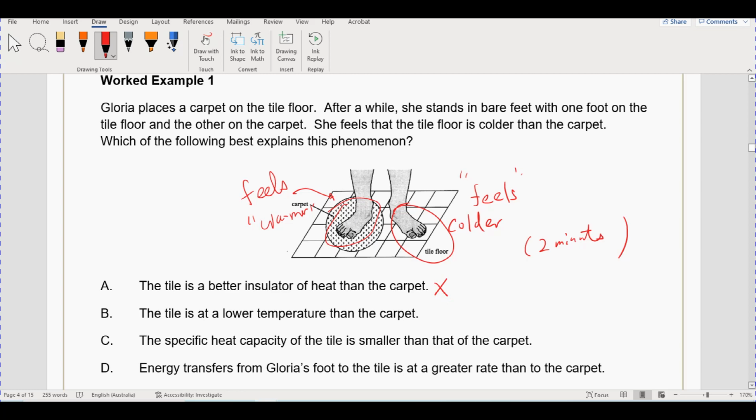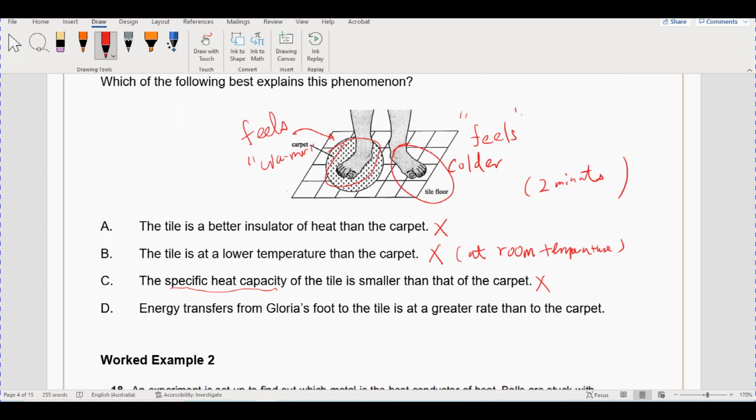The tile is at a lower temperature than the carpet. I don't think that's right because they are all at room temperature. If they are all at room temperature, there's no way one is warmer than the other. Then the specific heat capacity. We haven't learned this, but I will tell you this is not the answer.